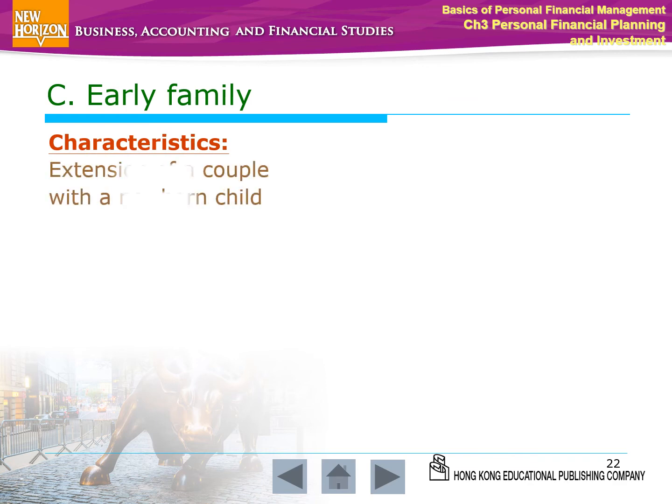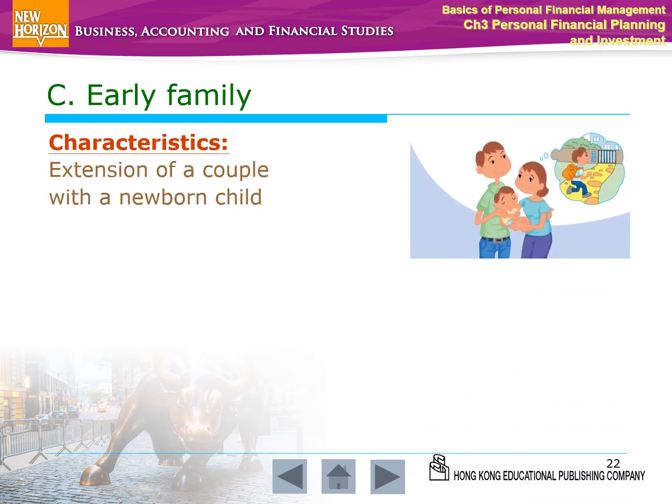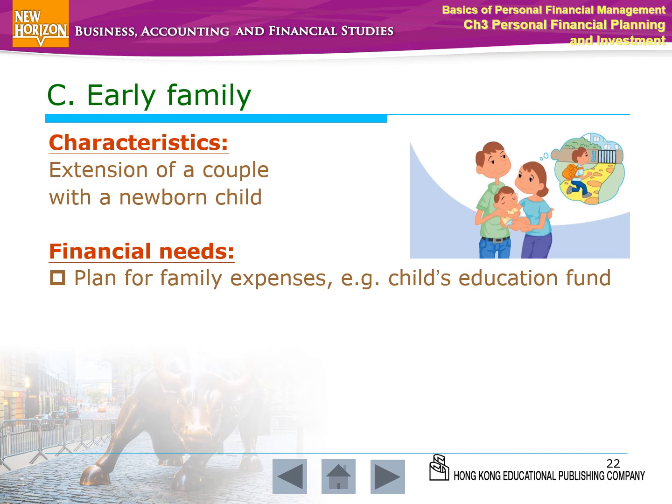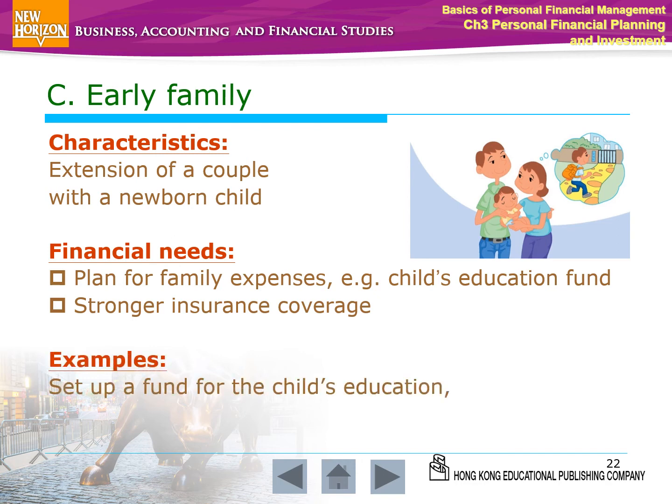About early family, the characteristic is very simple. It's an extension of a couple with a newborn baby. The financial needs are you have to plan for family expenses, such as a children's education fund. You know, rearing a child is very, very expensive. And second, you should have a strong insurance coverage, much stronger than before. Examples: you have to set up a fund for child's education. Again, if you have not bought your apartment during the couple stage, right now you are going to save more to buy your home. Okay, or you may save for retirement again.